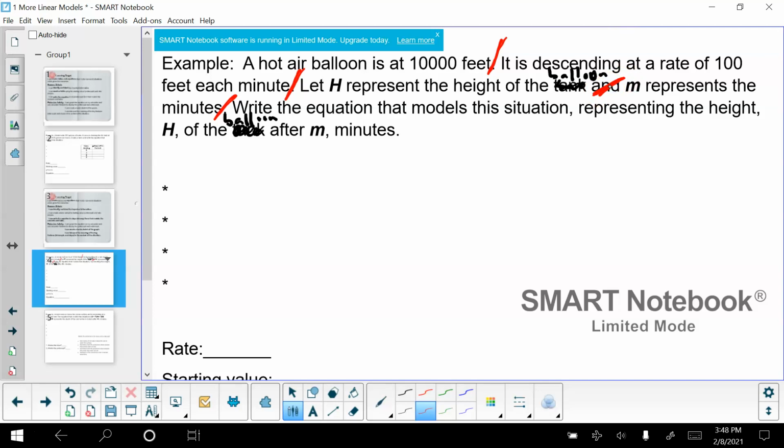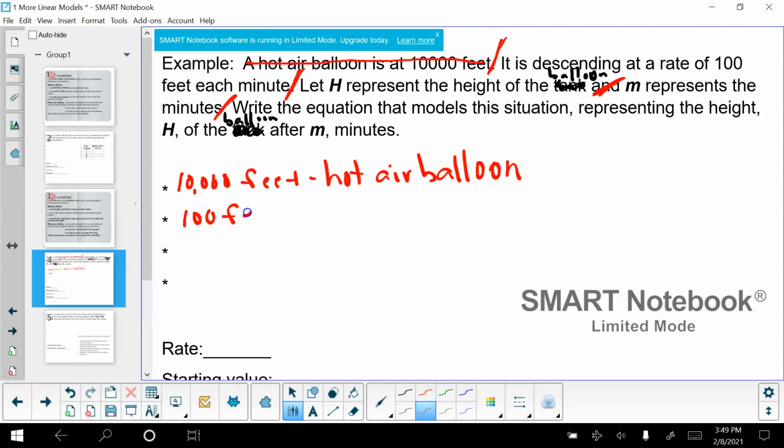Now that I've got that, I'm going to read each section and pull out important information. A hot air balloon is at 10,000 feet. Okay, that's important to know, so I'm going to write it. So 10,000 feet, and this is where the hot air balloon is. Okay, so that's my first sentence. Second sentence: it is descending at a rate of 100 feet each minute. That's also important. So I'm going to put that 100 feet each minute.